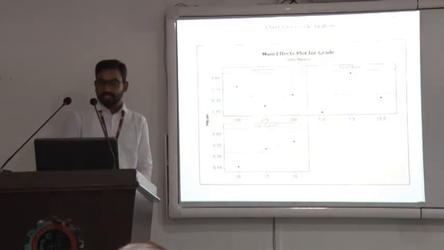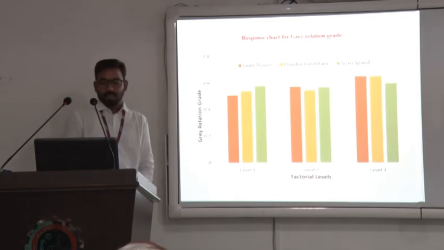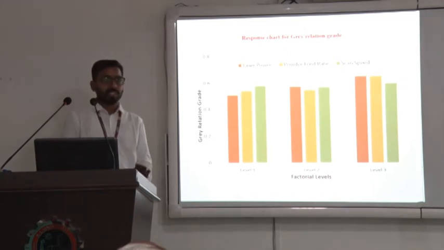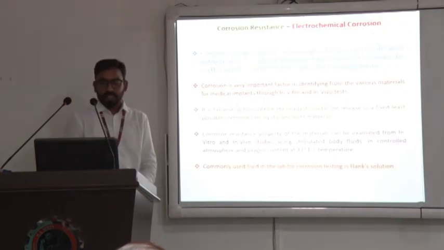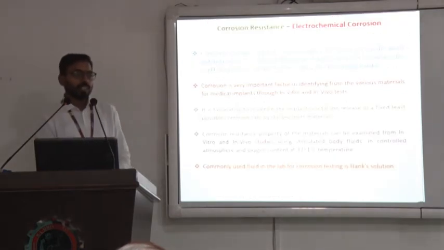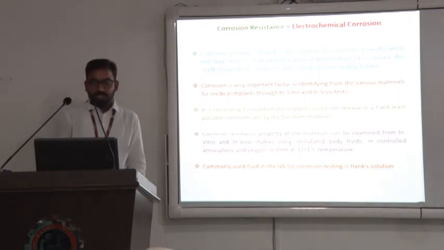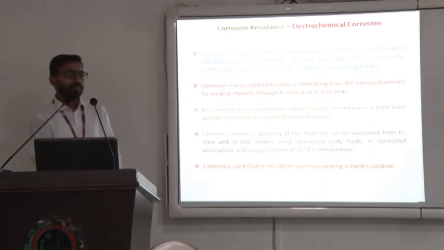ANOVA for grade analysis, and a response chart shows how the process parameters influence each level. We have 3 levels. These are the conclusions, and now we discuss corrosion resistance. How corrosion resistant? Corrosion resistance is a measure of how the samples are influenced by body fluids and the body's chemical environment. Corrosion is very important for identifying materials for medical implants in in vitro and in vivo conditions.